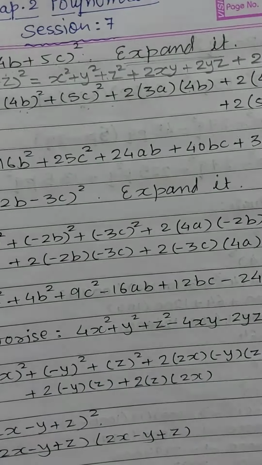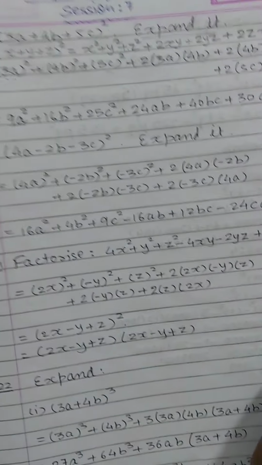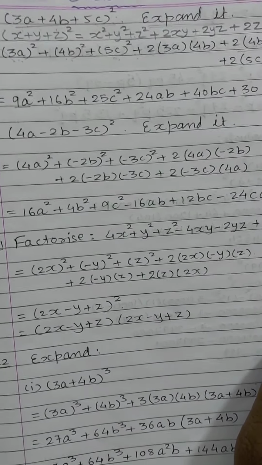Now expand these terms, whatever you have written in the last step, that is (3a) square, square of 3 is 9, and square of a is a square. So first term is 9a square. Similarly, 16b square, 25c square, plus 2 3s are 6, 4s are 24ab, plus 2 4s are 8, 8 5s are 40bc, plus 2 5s are 10, 10 3s are 30ca. So this is the expansion of the given question, that is (3a + 4b + 5c) whole square.